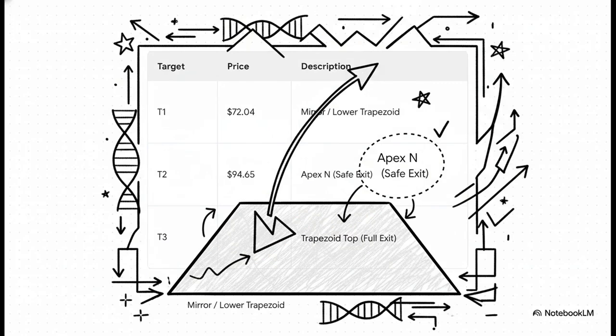The initial plan also has 3 distinct price targets laid out from the very beginning. First up is target 1, or T1, which is set at $72.04. That's described as the mirror line or the lower trapezoid. Then you have target 2, T2, at $94.65, noted as Apex N, which is a safe exit point. And finally, target 3, T3, is at $119.66. This is called the trapezoid top, representing a full exit.